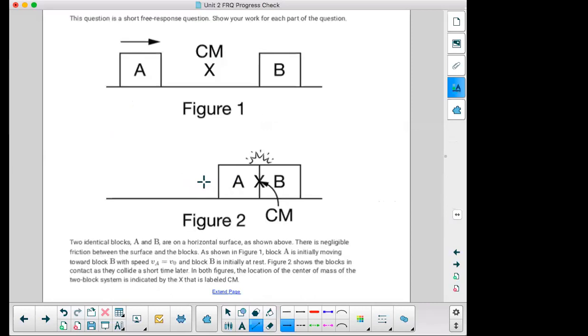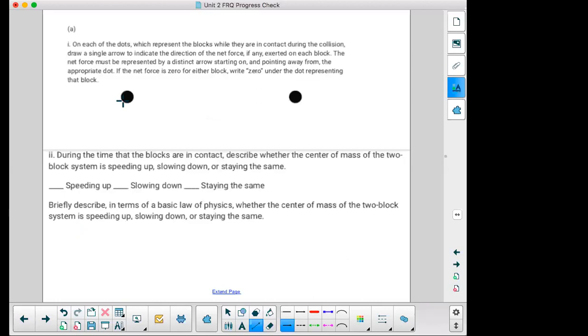Block B is pushing back on block A. If A hits B, B hits A, right? So if B hits A, A is going to be left. So it's going to be left. And this is block B. Block B is being hit to the right.